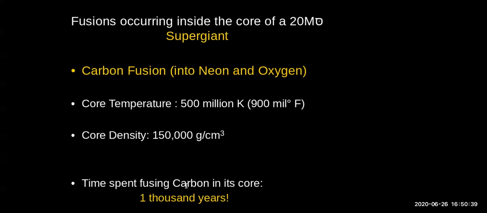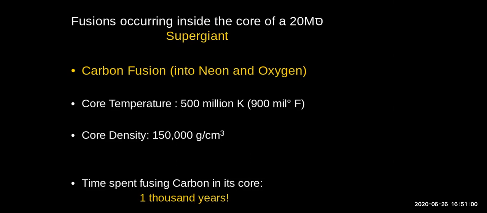And look, time spent fusing carbon in its core, about 1,000 years. Well, only 1,000 years. Now you say, well, that's still long. But compared to talking about the sun, things lasting millions, billions of years, 1,000 years is nothing. But after 1,000 years, what does it run out of in the core? Carbon. What's left? Neon and oxygen.